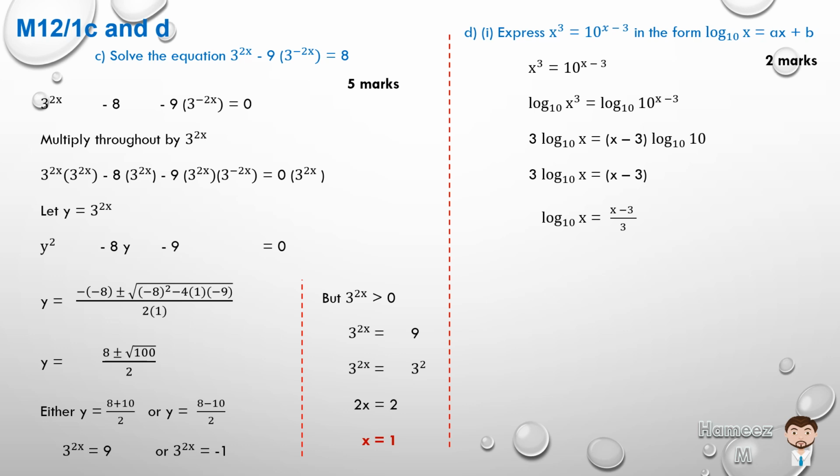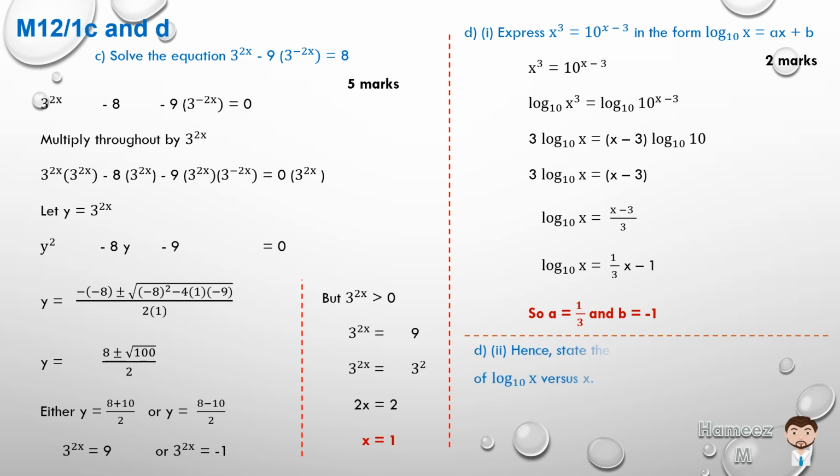We almost have it in the form we want. So we can separate it. And we get log x to base 10 is equal to x over 3, or 1/3 x, minus 3 over 3, which is 1. So a is equal to 1/3 and b is equal to minus 1.